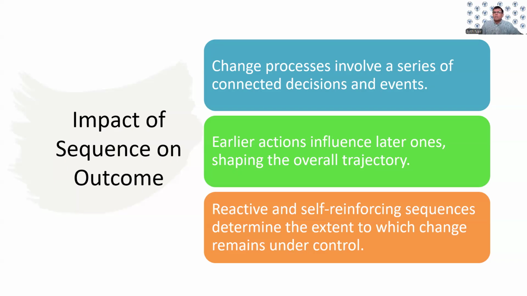Earlier actions influence the later ones, shaping the overall trajectory. Poor early decisions can create long-term obstacles, while well-planned sequences drive sustainable progress. I remember the Boeing 737 MAX crisis. It was a rushed product launch, which led to multiple safety failures, resulting in very costly recalls and reputational damage.